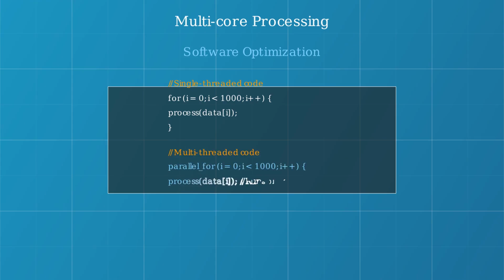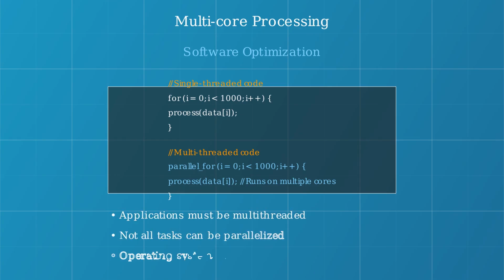Traditional single-threaded code runs on just one core, regardless of how many cores are available. Software developers must use parallel programming techniques to distribute work across all available cores. For optimal multi-core performance, applications must be multi-threaded. However, not all tasks can be effectively parallelized, and the operating system plays a crucial role in distributing processes across available cores.